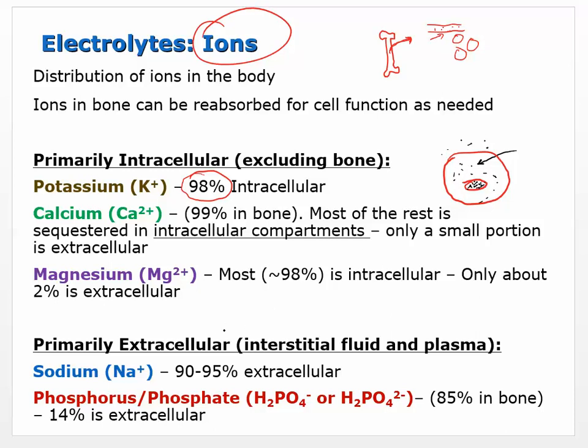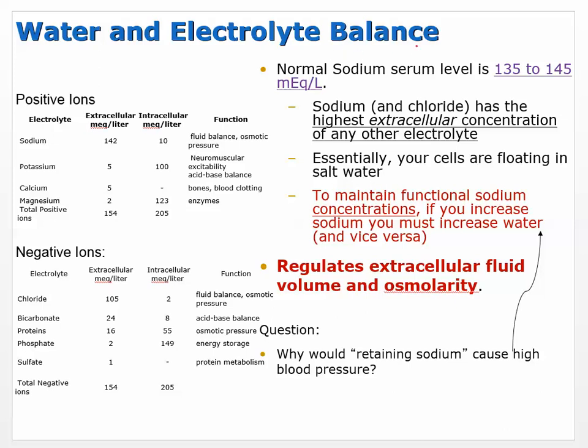Okay, so extracellular, the big one here is really sodium. Sodium is your major extracellular ion. Chloride can also be found out there because it kind of goes where sodium goes. But you can also find phosphorus outside the cells as well. About 14% is extracellular in your body, but most phosphorus is found in bone.